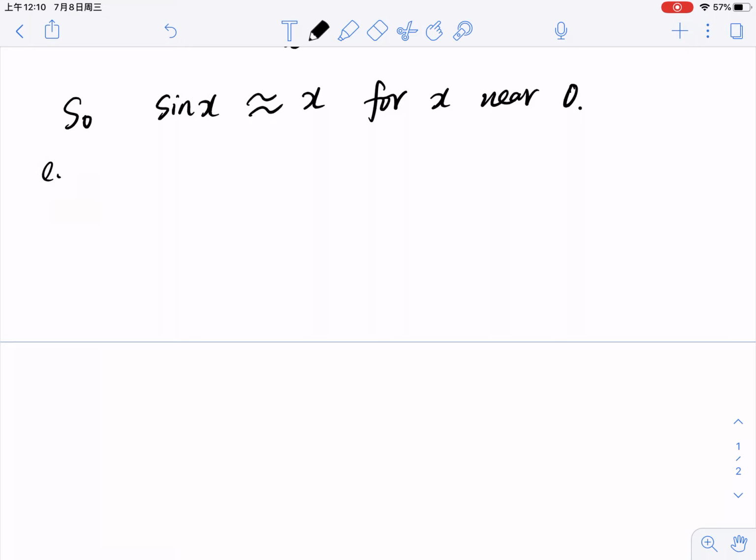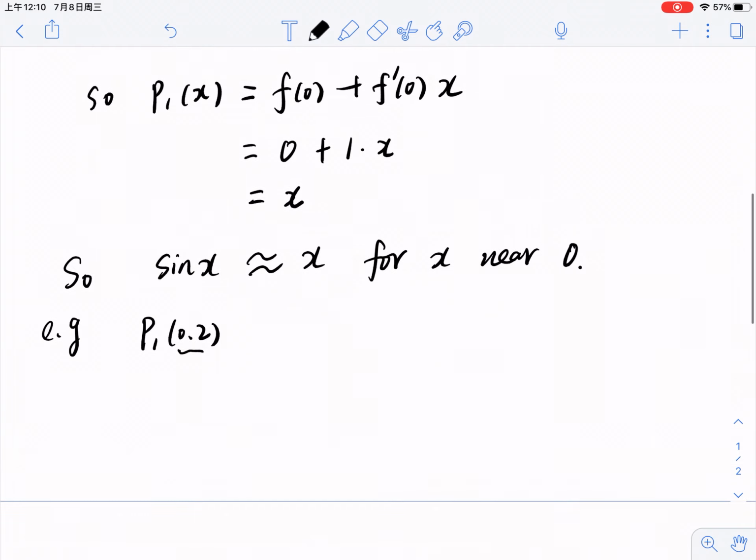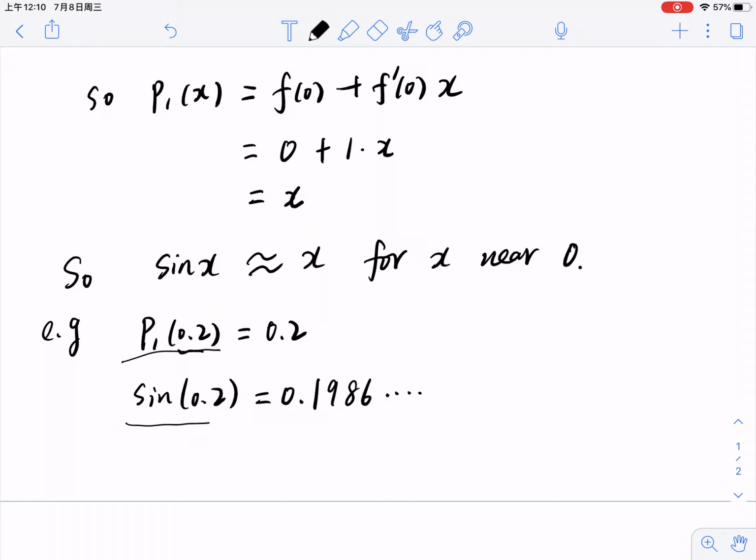So for example, if x is 0.2, this number is near 0, right? We get p1(0.2) is 0.2. Sin 0.2 is 0.1986. So from here we see that this linear approximation is close to the sin function when x is near 0.